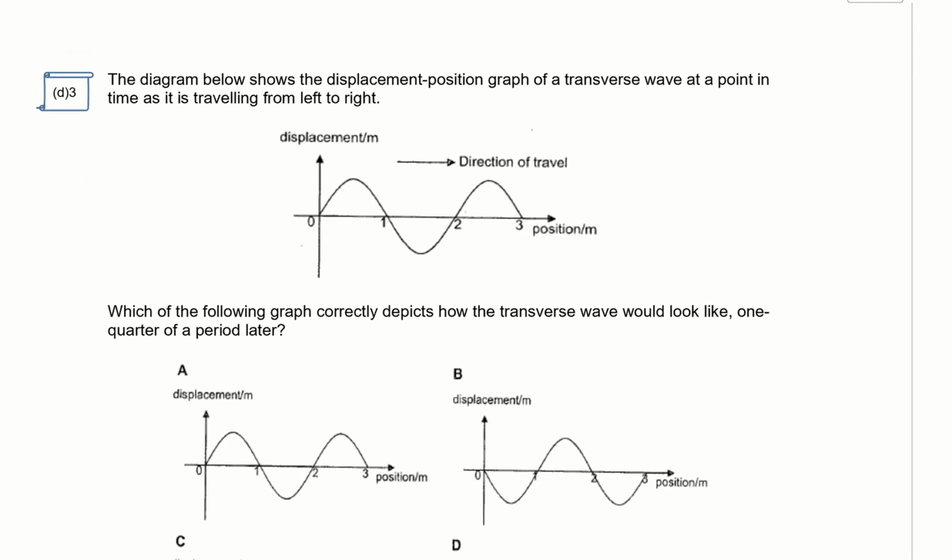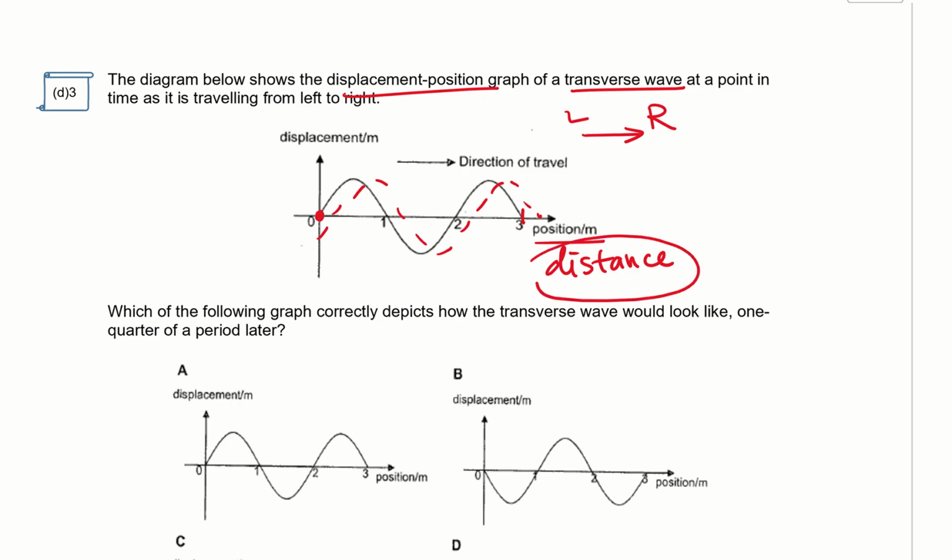Okay, the diagram below shows the displacement-position graph. So I can take it that this is distance. Maybe this is the start of the wave, where the disturbance happened. So this is 3 meters away from there. And of course, it's a transverse wave, and it's traveling from left to right. So if it's traveling from left to right, I know I can actually draw the next wave. And because this is a d-d graph, I can actually find out the wavelength.